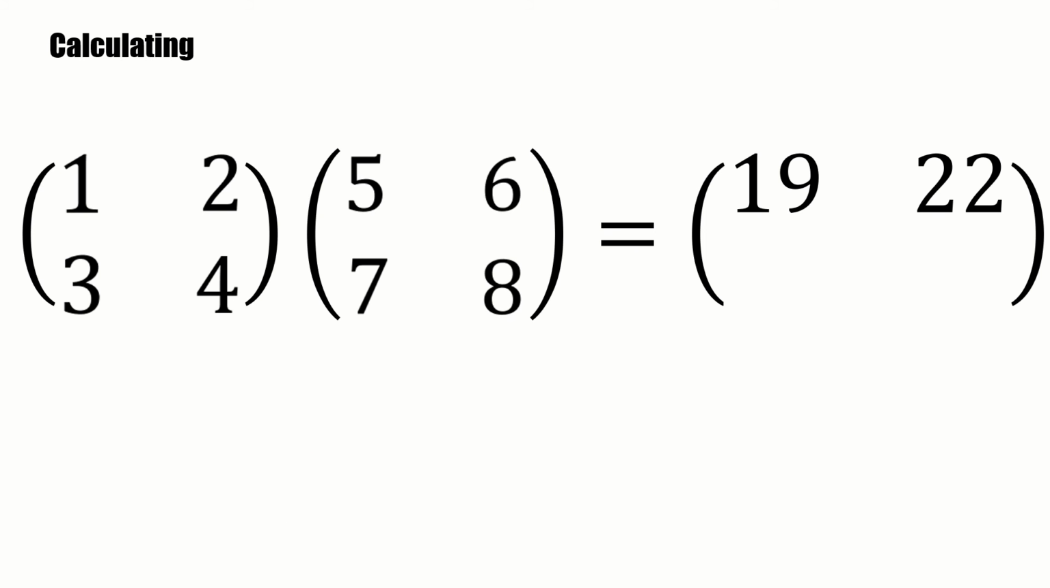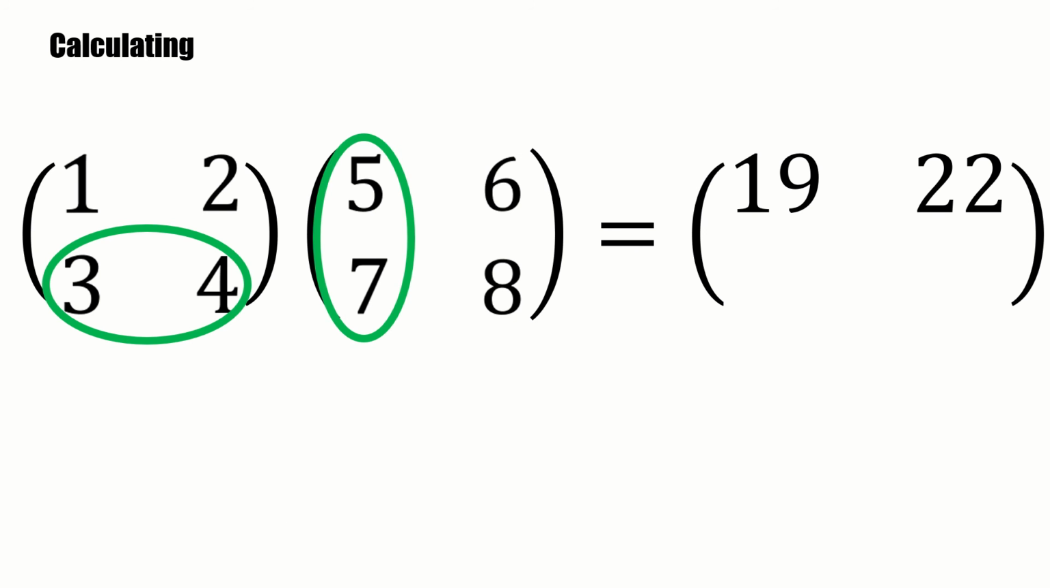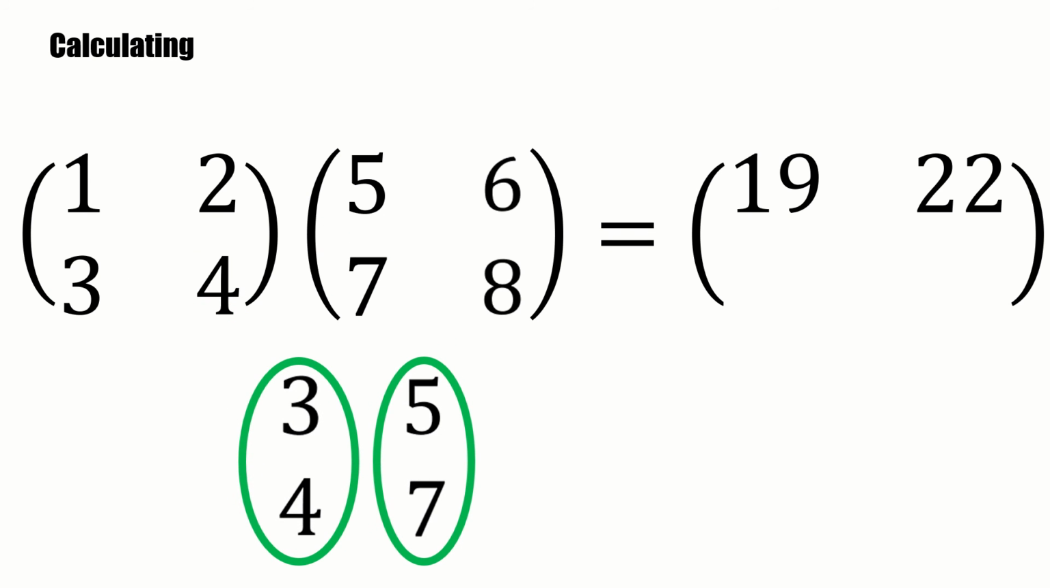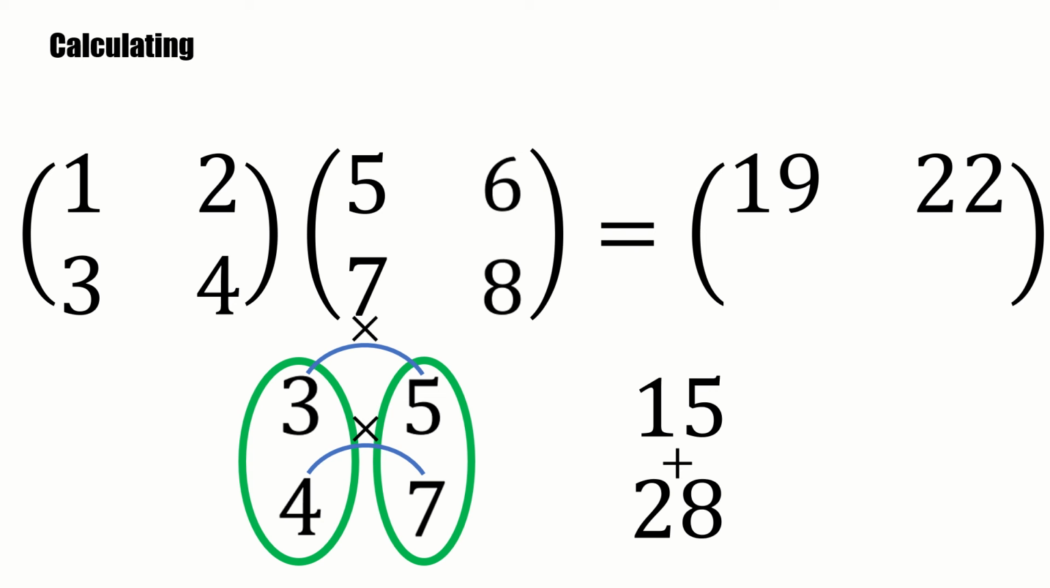On to the next combination, where I'll try the second row with the first column. We'll slide the row across again, so the row is always slid in the same way. And then we end up doing 3 times 5 to get 15, and 4 times 7 to get 28. Then we add those two numbers together, and you get 43.